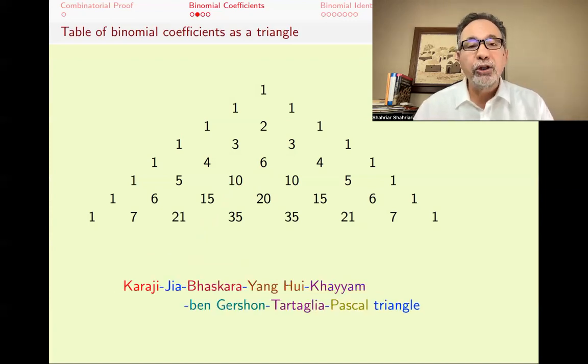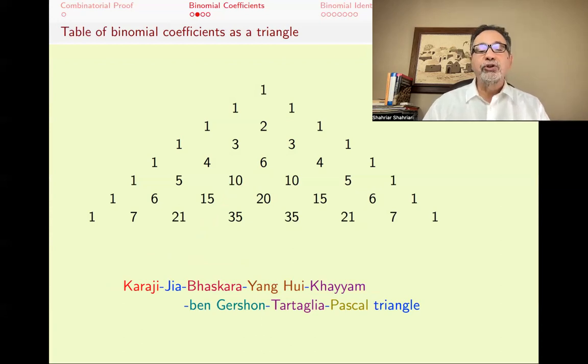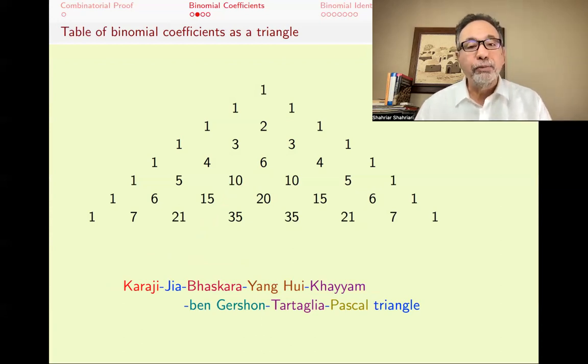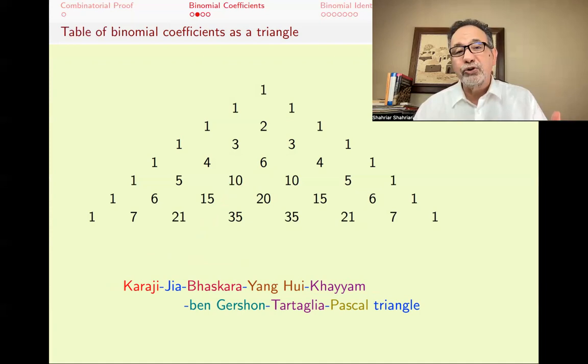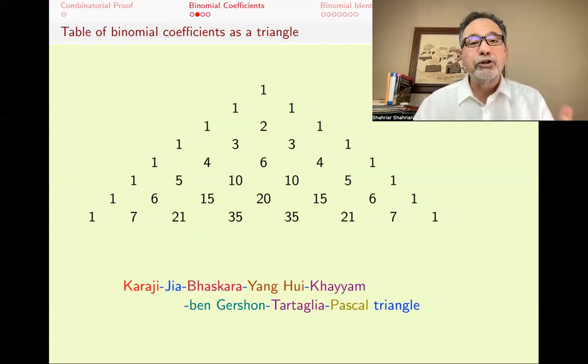It's more apt to call it the Karaji-Jia, Bhaskara, Yang Hui, Khayyam, Ben Gerson, Tartaglia, Pascal triangle, because Pascal did work on it in the 17th century and wrote a book that was pretty modern in its format, and covered these things. He didn't call it Pascal's triangle. A couple of centuries later, in the 18th century, French mathematicians started calling it Pascal's triangle.